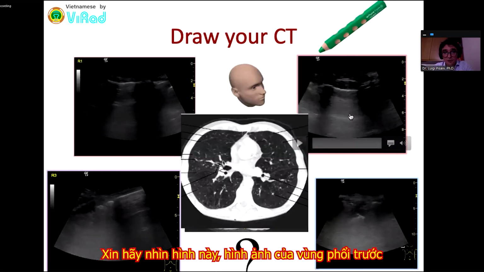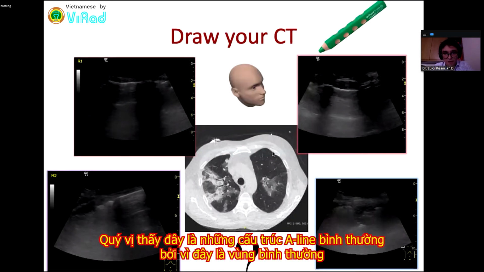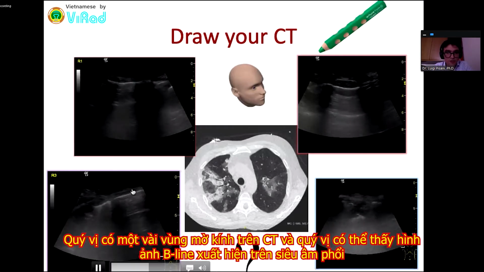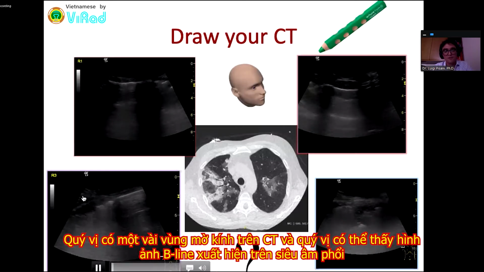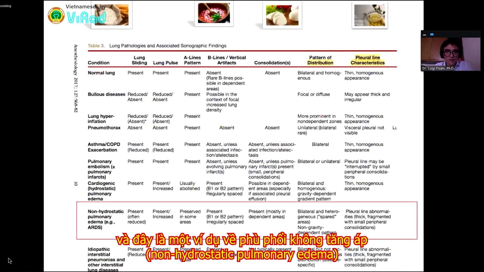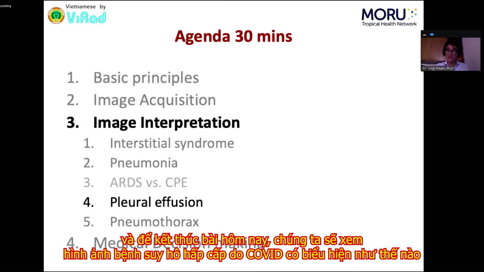My message to you is that you can already imagine what the CT scan will be. Look here in the front, you have a normal A-line pattern because you have normal fields, while on the back, you have some ground glass on the CT, and you can see the B lines appearing on the lung ultrasound. So this is an example of non-hydrostatic pulmonary edema because it's a bilateral, dishomogeneous pattern. And in the COVID lesson, we will see how COVID ARDS presents.